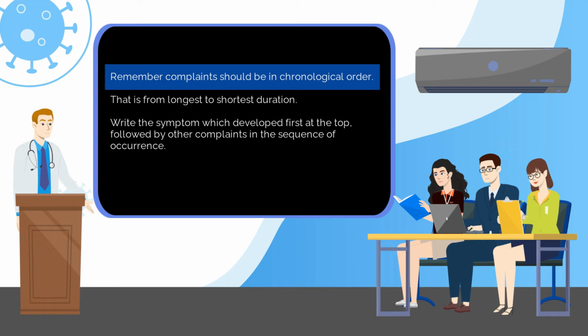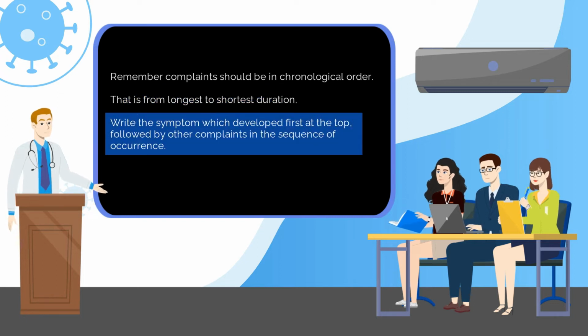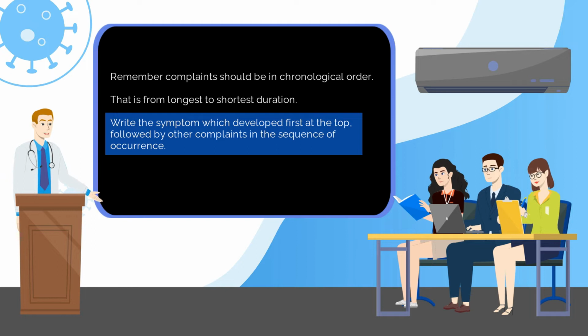Remember, complaints should be in chronological order. That is from longest to shortest duration. Write the symptom which developed first at the top, followed by other complaints in the sequence of occurrence.